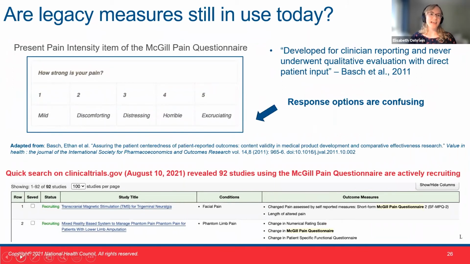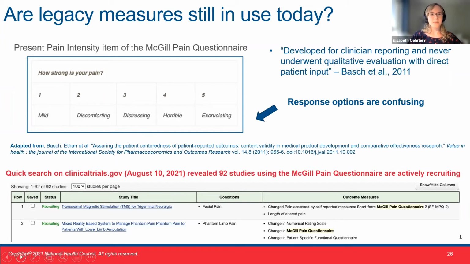I also wanted to look at the question about our legacy measures still in use today. And so I thought that this was a really nice paper and a nice example, where this is the present pain intensity item of the McGill Pain Questionnaire. It was actually more than a decade ago now that this one had been flagged at an FDA meeting, as well as in a publication, that it was developed for clinician reporting and never underwent qualitative evaluation with patient input. If you take a look at what the question actually is, how strong is your pain? And then the response options are mild, discomforting, distressing, horrible, excruciating. It's fairly confusing to see actually what the difference between perhaps discomforting, distressing, horrible, or excruciating are.